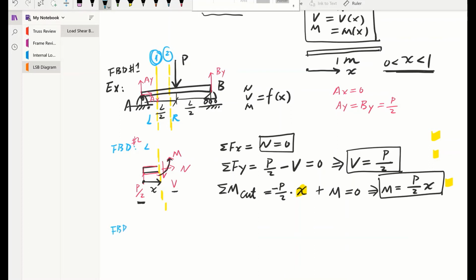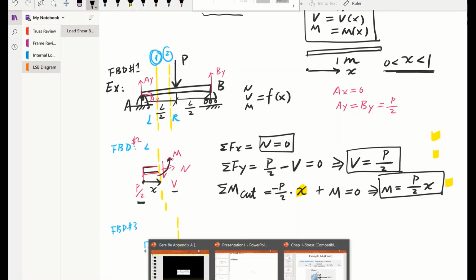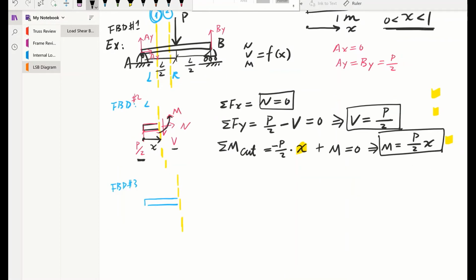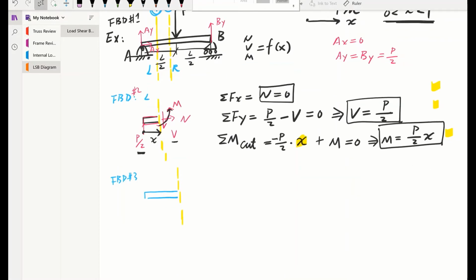So we have FBD number 3. What do we have? We're going to go from here to where we cut, so it's going to be extended a little bit longer. If we get the same FBD, we will get the same answer, right? So for this, we will get a y also as P over 2.